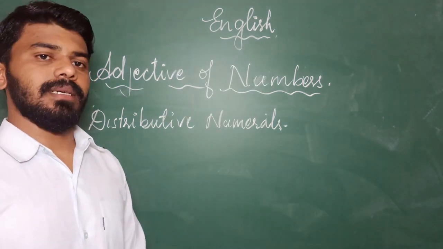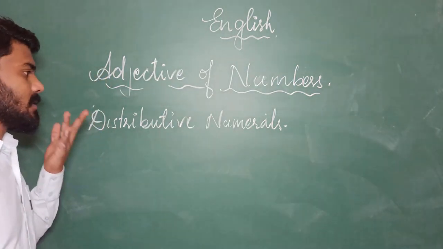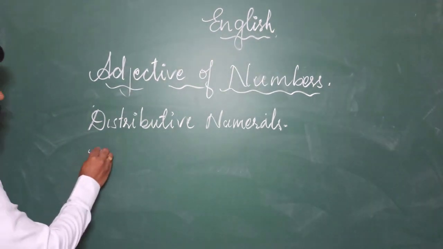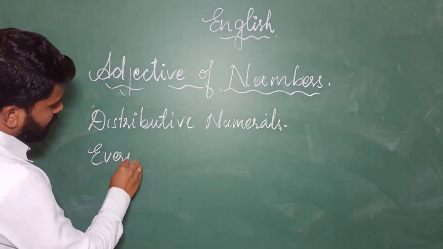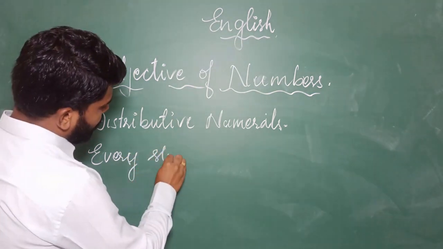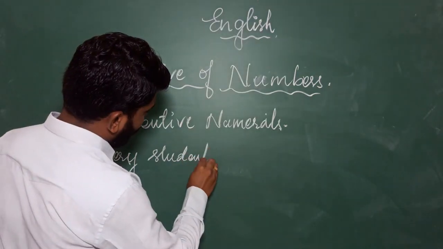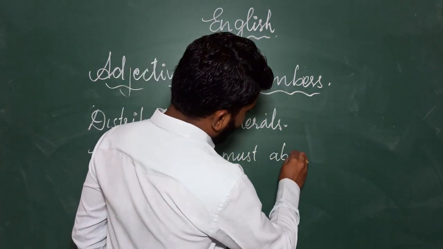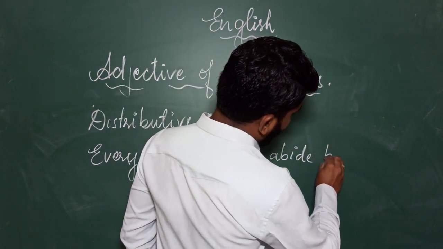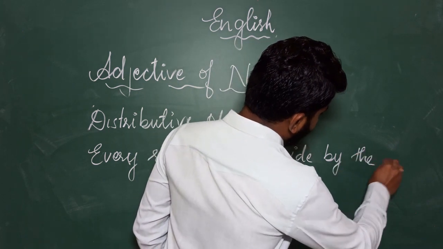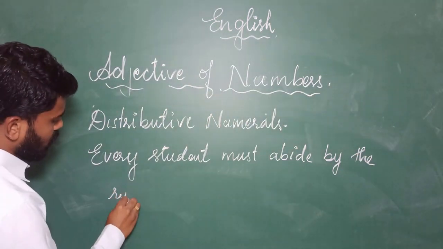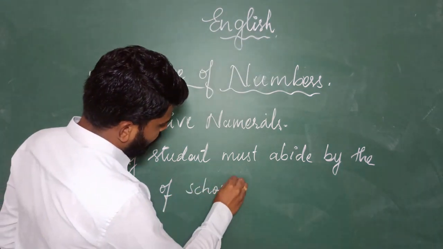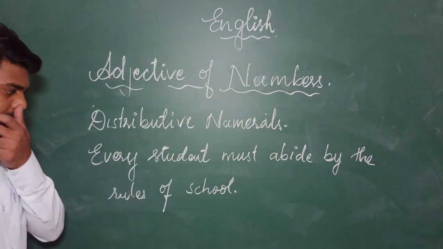And the third one is distributive numerals. It is that simple. Okay, let's go with an example. Every student must abide by the rules of school. Okay, this is a simple sentence.